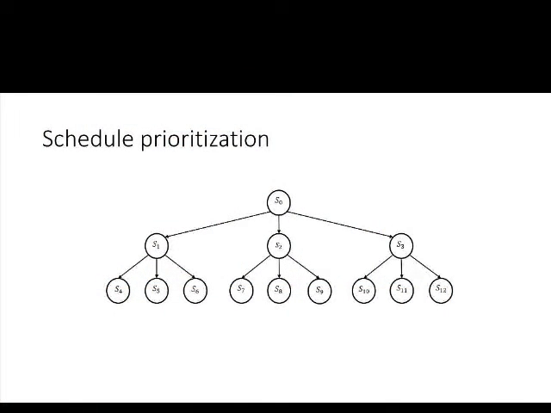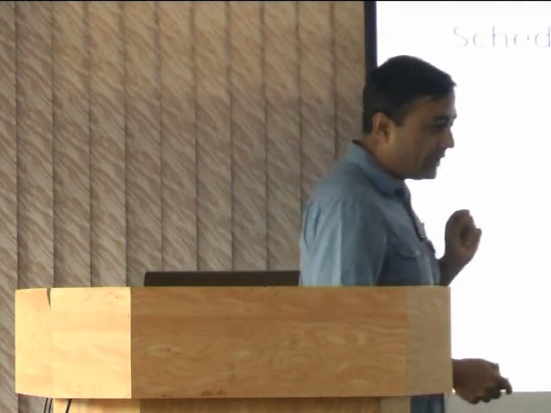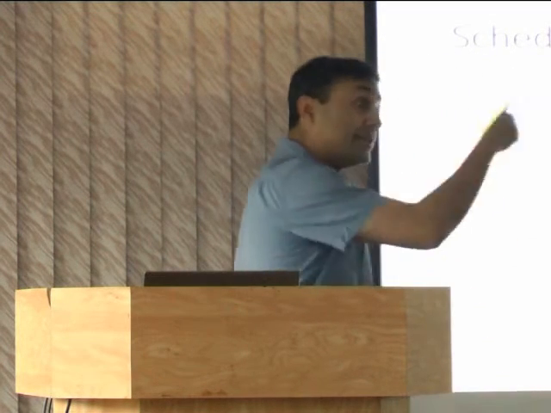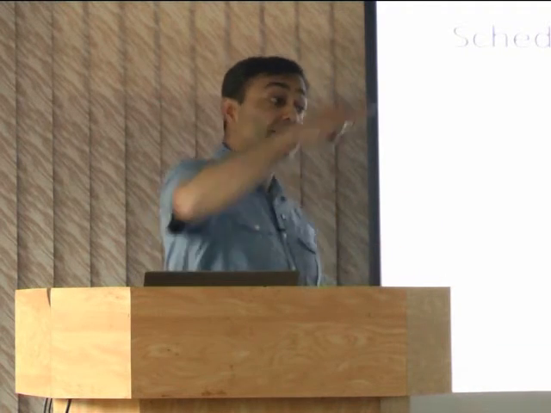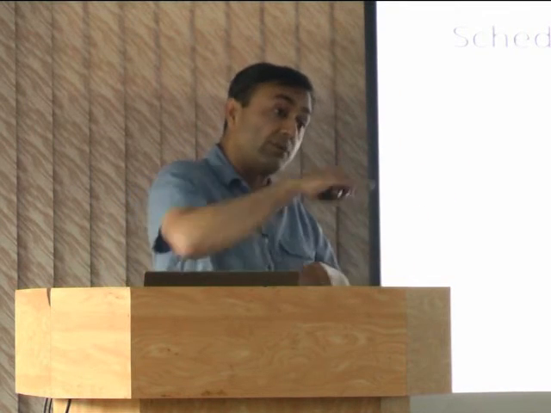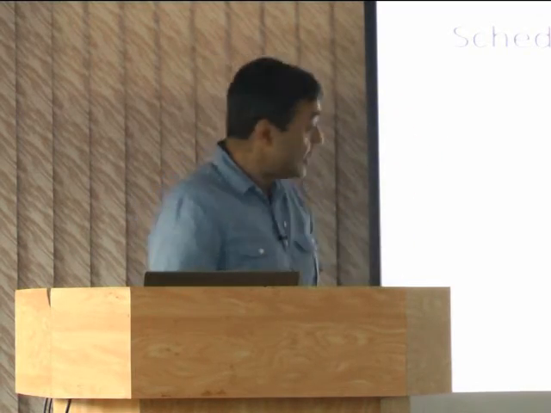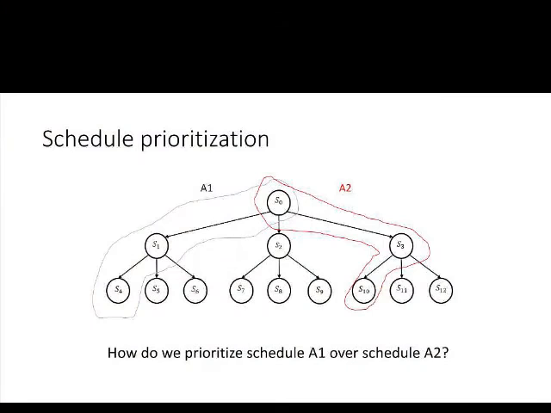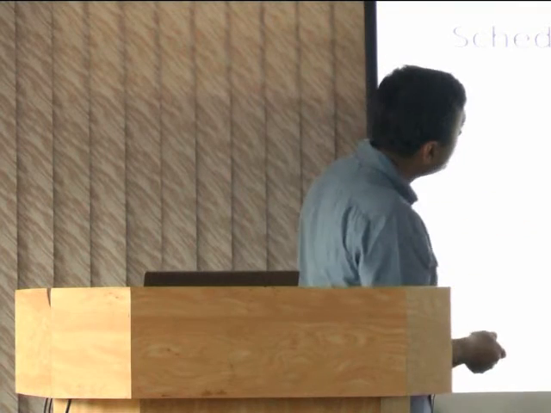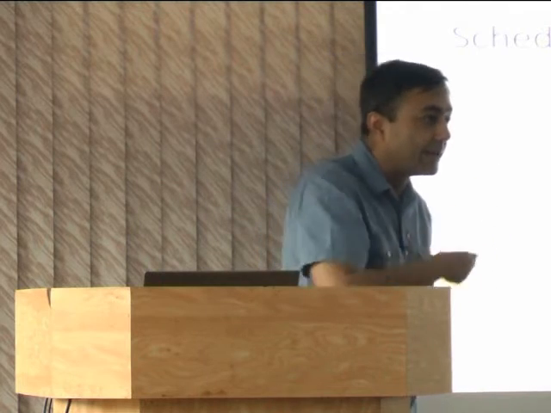So here's another strategy. It's called schedule prioritization. What we want to do here is that we don't want to do prioritization based on the length, okay? We want to look at entire schedules and figure out a way to prioritize an entire execution over another entire execution. Because the problem with the other approaches was that we were doing prioritization based on length, and that's why we were getting stuck in one place or another. So the question is, how do you specify the prioritization function that says, okay, I want to prioritize the schedule A1 over the schedule A2? How do you do that?